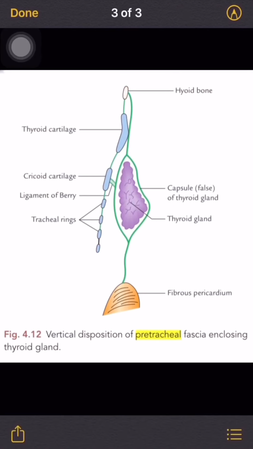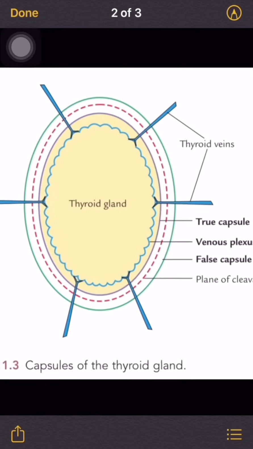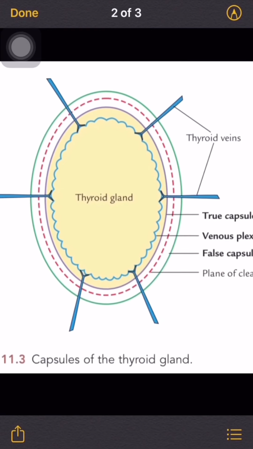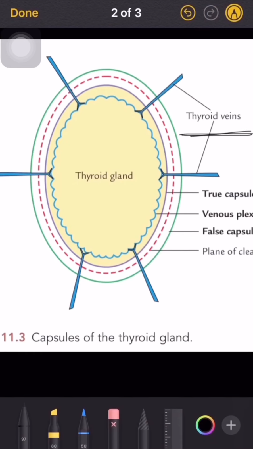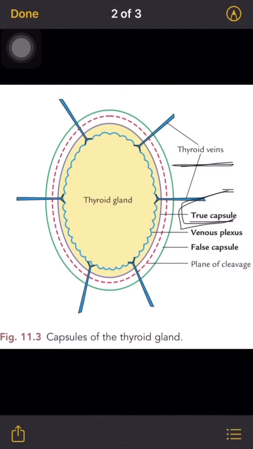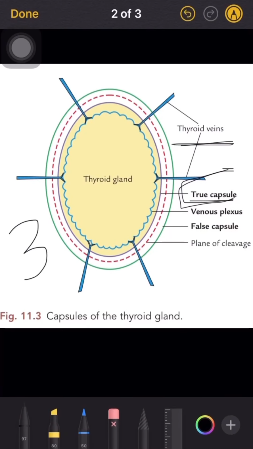Now let's go back to the first picture. So here you can clearly see that the thyroid veins are beneath the true capsule, and thus in order to avoid hemorrhage during a thyroidectomy, you are supposed to remove the whole gland along with the true capsule. So this was the clinical correlation number 3.